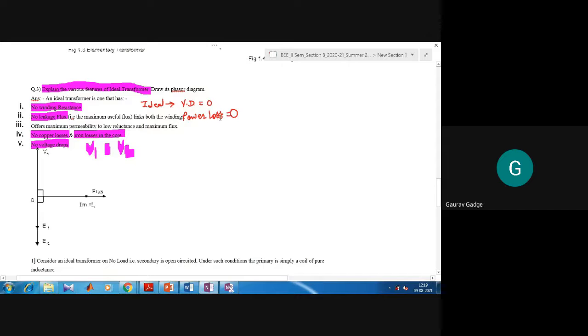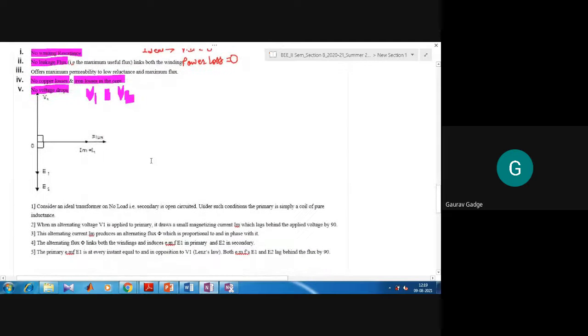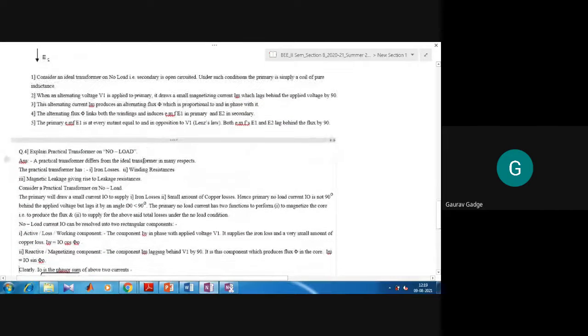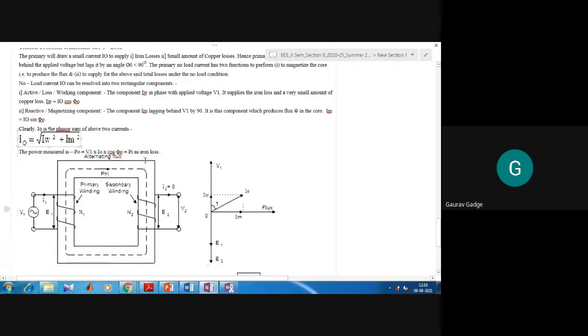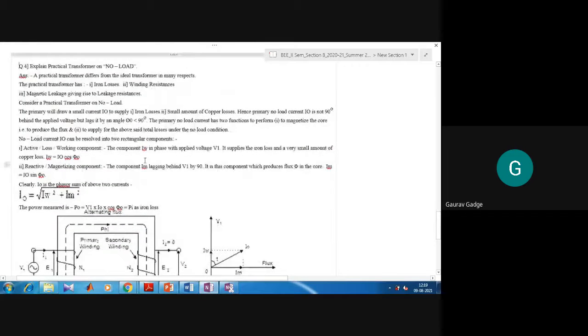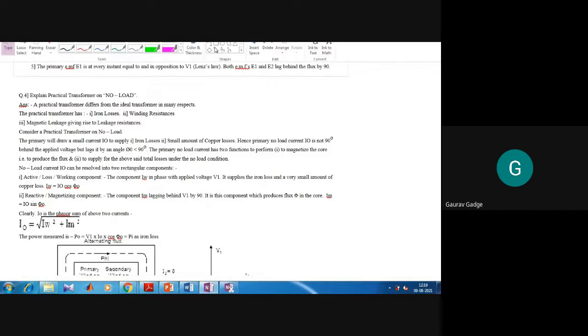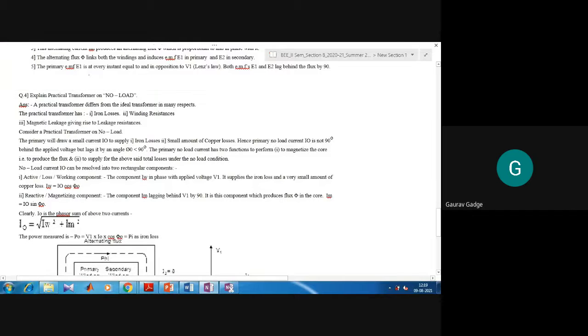Okay. Now here I have just given these steps to draw the phasor diagram. You just go through those steps. Those steps are already followed. I just want to cover the last question, that is question number 4. Explain practical transformer on no load.